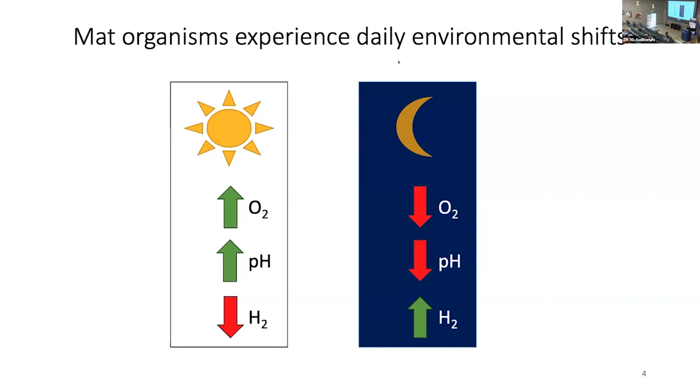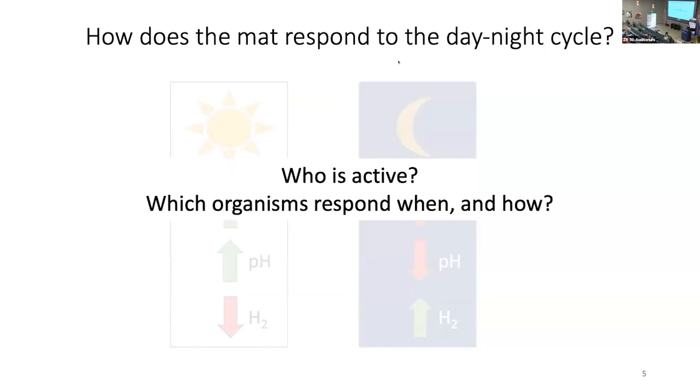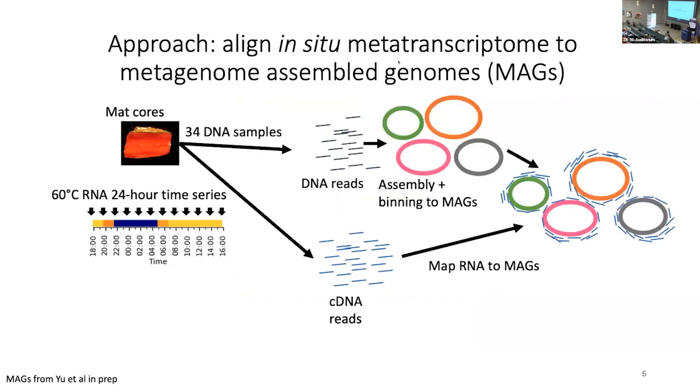Our question was to better understand how the mat responds to the day-night cycle in a more community context. Our approach, with support from a JGI CSP, was to do hot spring metagenomes from 34 different mat cores from a variety of different temperatures from 2 springs. From these metagenomes, we assembled and binned MAGs. We got around 800 MAGs. For 60-degree samples in particular, we did RNA-seq metatranscriptomes every 2 hours from a 24-hour time point, and then mapped those reads back to our MAGs, and that's the data I'll show you today.